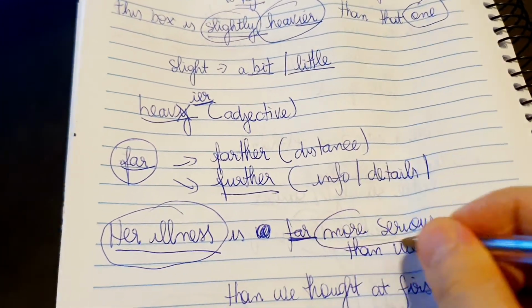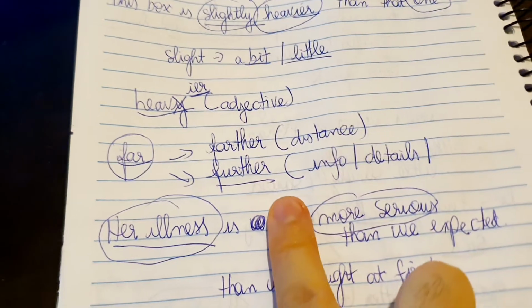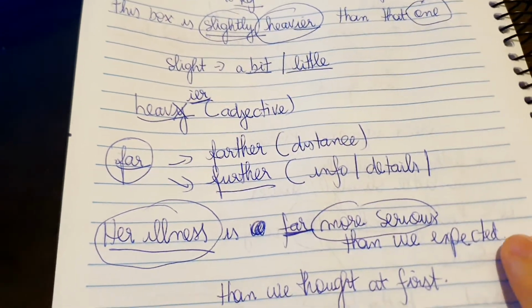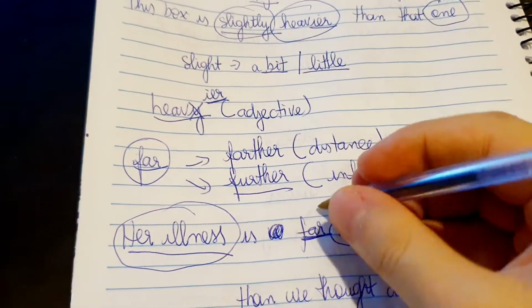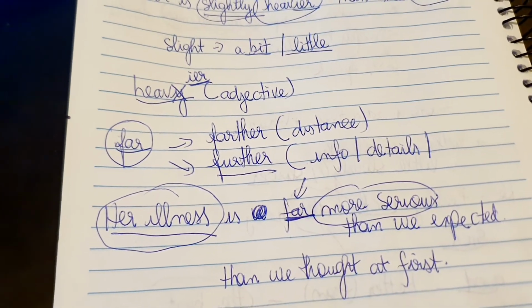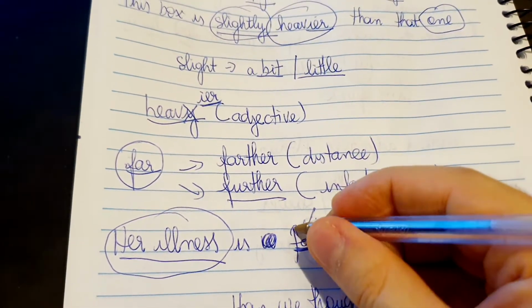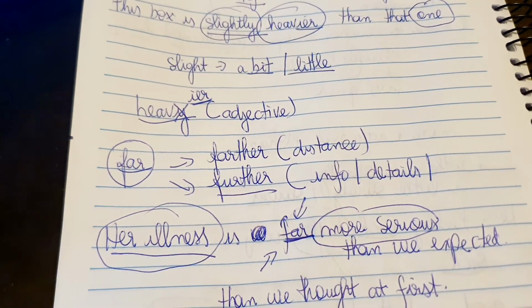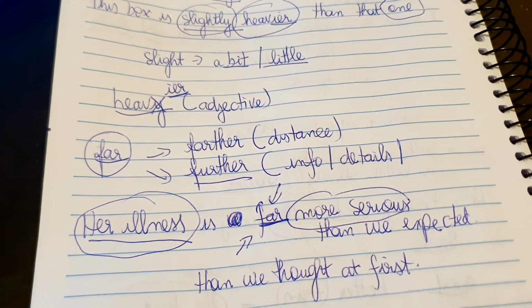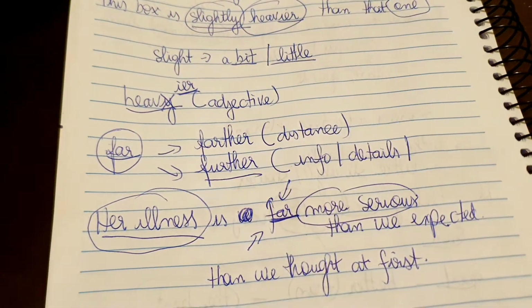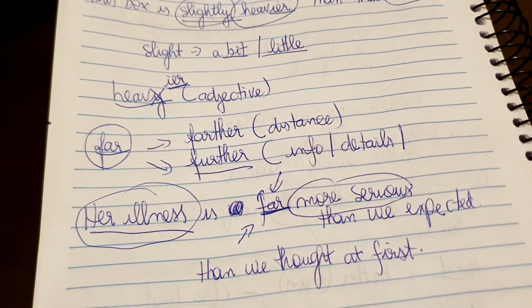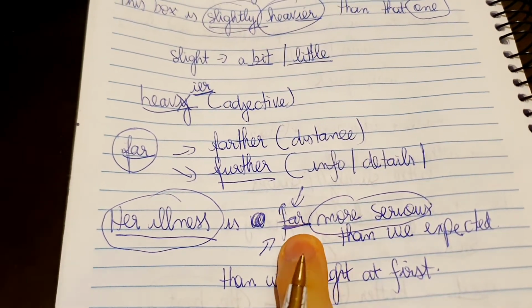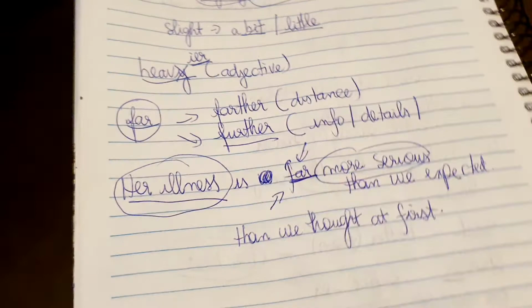So, when you say her illness is more serious than we expected, the idea here is complete, okay? It's not necessary to use far. But when you say far more serious, here I want to give more emphasis to this idea. It's not more serious, it's far more serious. It means that we were expecting her to get over this illness very fast, and then we realized that her illness was far more serious, right?